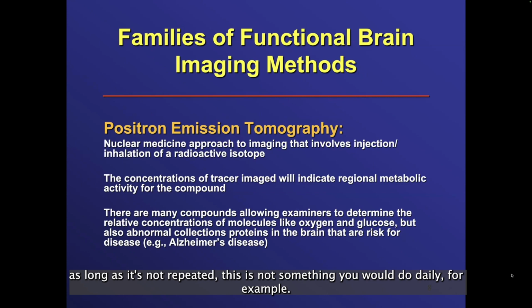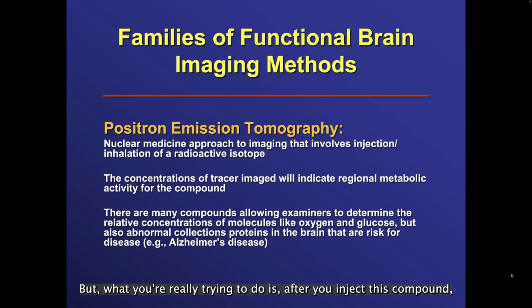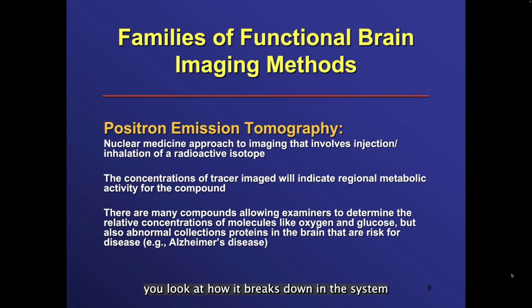As long as it's not repeated, this is not something you would do daily, for example. What you're really trying to do is, after you inject this compound, look at how it breaks down in the system, and so how it is metabolized. You can use different compounds to look at how, for example, oxygen is being metabolized, or glucose. Those would be two areas. If it's high oxygen utilization or glucose utilization, that means there are high areas of neural firing. But PET is also used to look at abnormal aggregation of proteins, like in Alzheimer's disease.